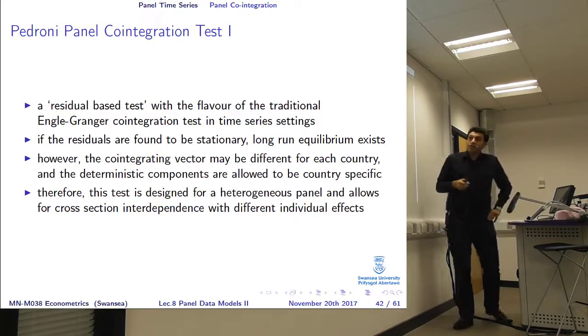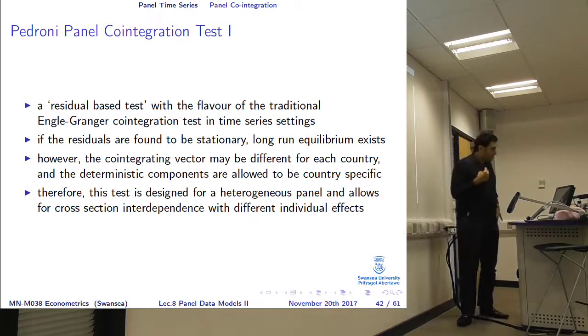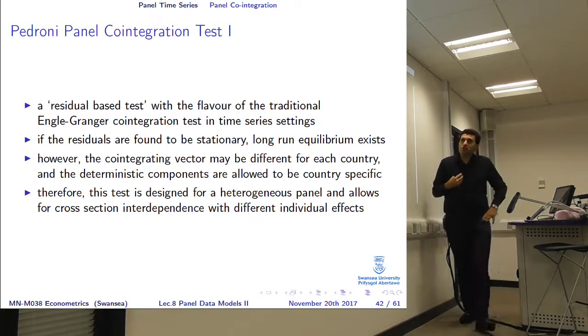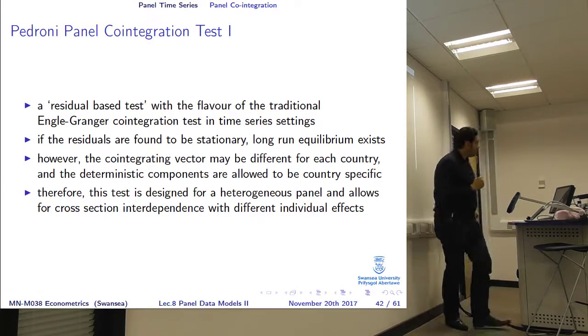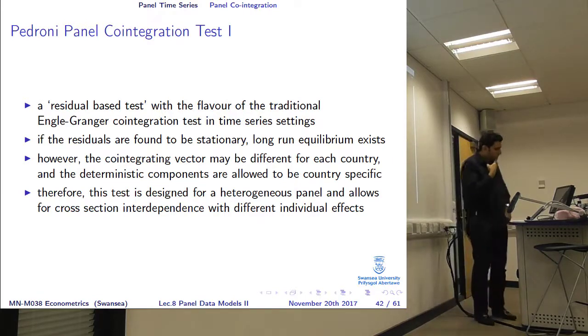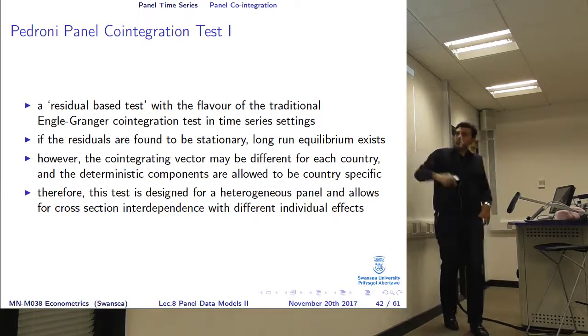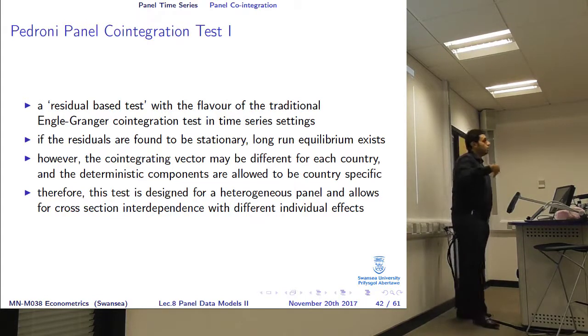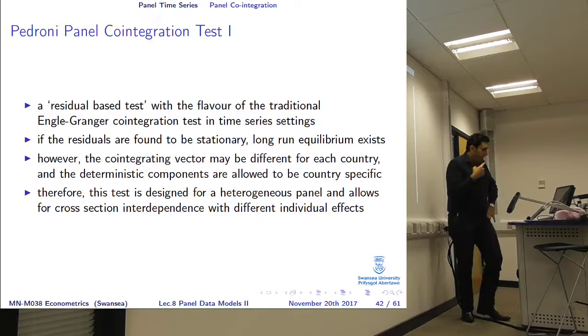So again, the residual-based test like the Pedroni test for cointegration has the flavor of the traditional Engle-Granger cointegration test in a time series setting, and this is what we did when we did time series econometrics. So if the residuals are found to be stationary, that means a long-run equilibrium or long-run relationship exists between the variables, or they are co-integrated, okay?